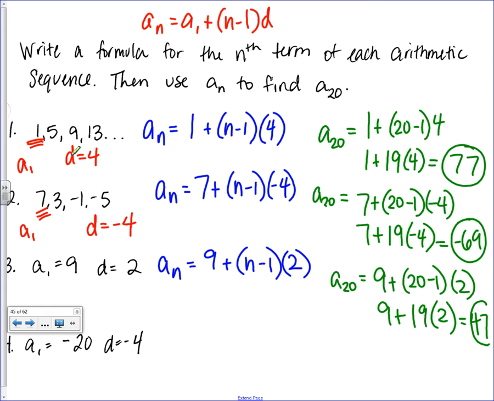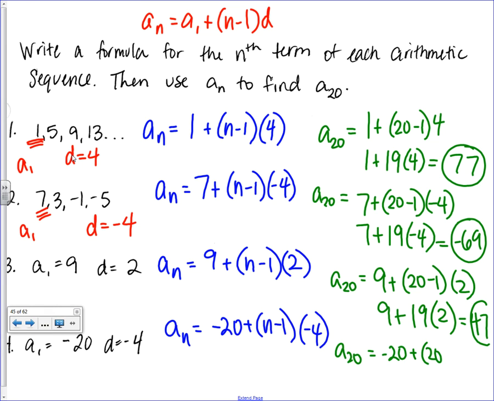And finally, number 4 here. My general formula starts with my first term of negative 20 plus n minus 1 times my common difference, which is negative 4. So if I want to find the 20th term, I'm going to do negative 20 plus 20 minus 1 times my common difference, which was negative 4. And this is really negative 20 plus 19 times negative 4, which will give me a 20th term of negative 96.